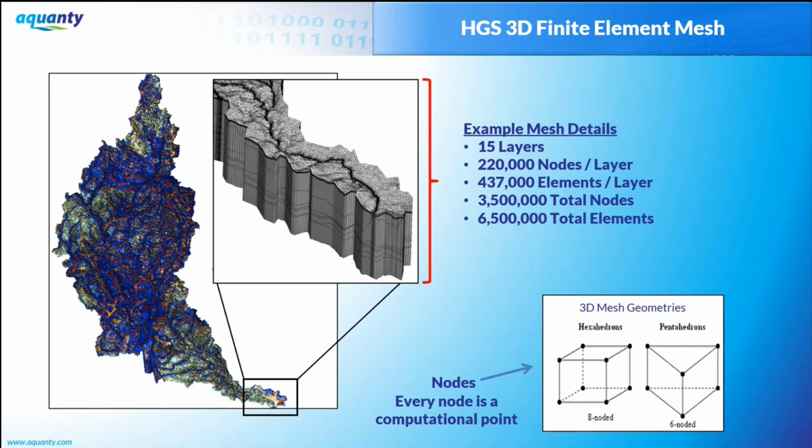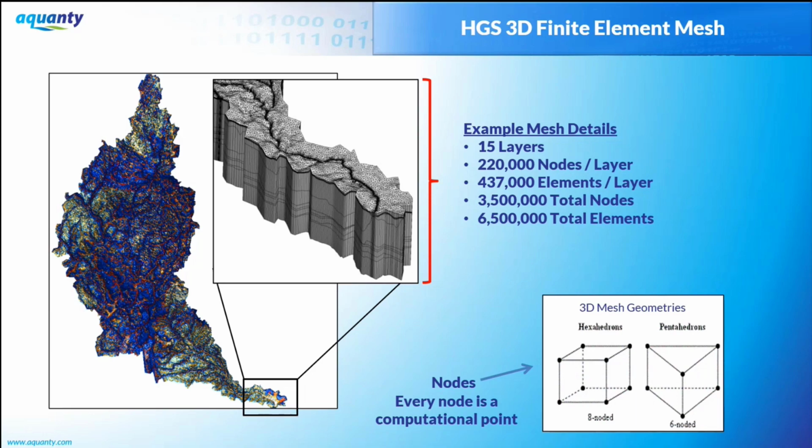So in HGS, we typically use a 3D finite element mesh, a control volume finite element mesh. It's mass conservative even locally. Just showing a mesh here. It happens to be for the Grand River watershed, which Waterloo sits on, Waterloo region.